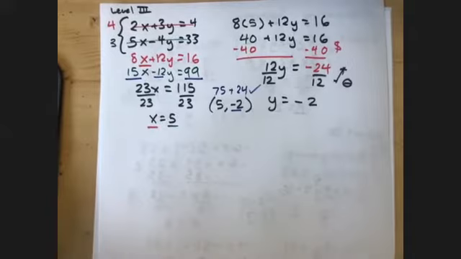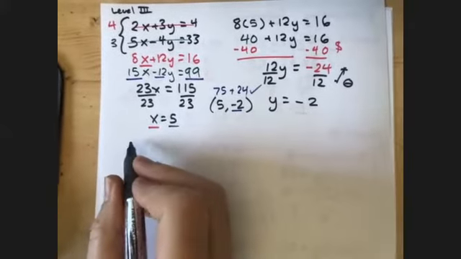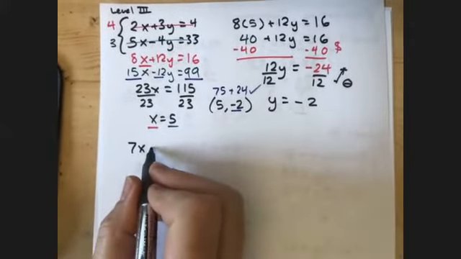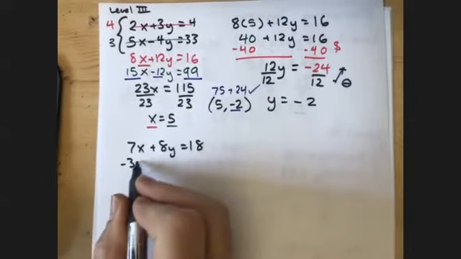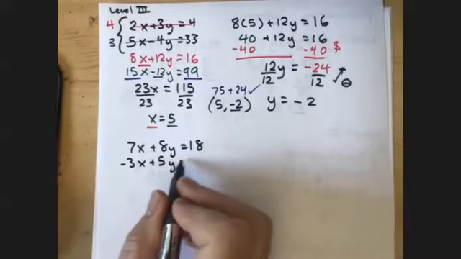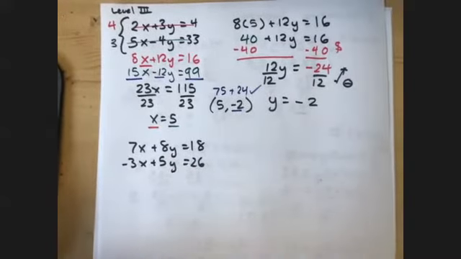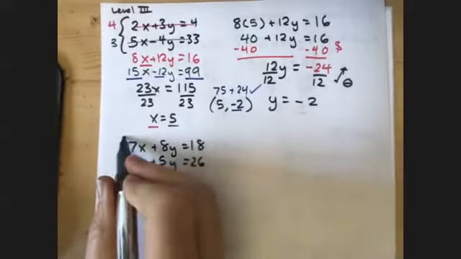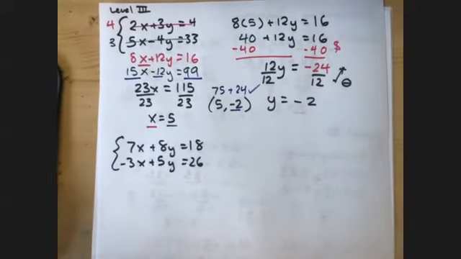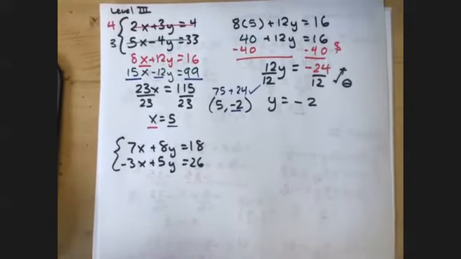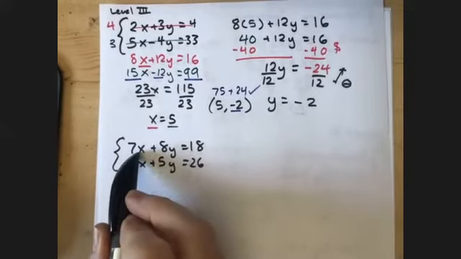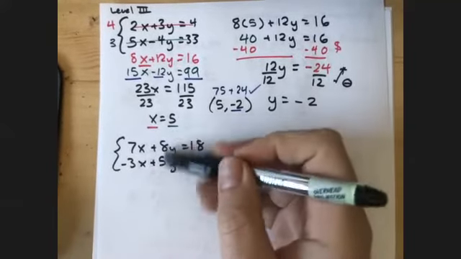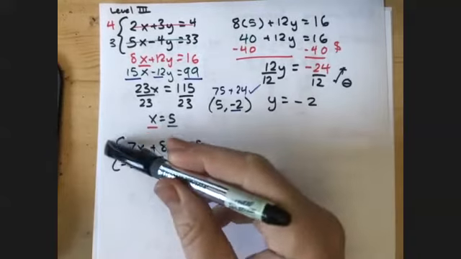Let's do one more of these, and then we're done with the video. So 7x plus 8y equals 18. Negative 3x plus 5y equals 26. Okay, so here we go. Let's look at our numbers. These are going to get big and kind of gross, so a calculator might come in handy. I can't make a 5 into an 8. I can't make a 3 into a 7. The common multiple here is 40, so multiply by 5 and then 8.